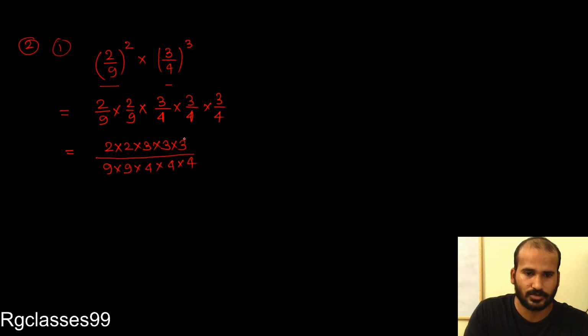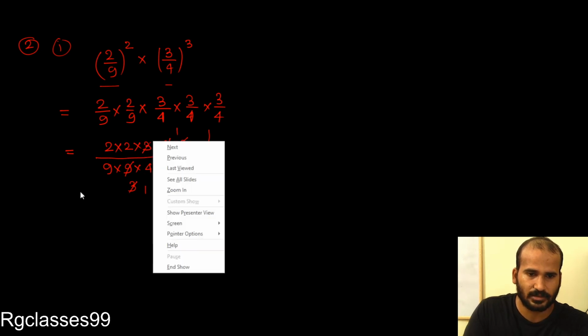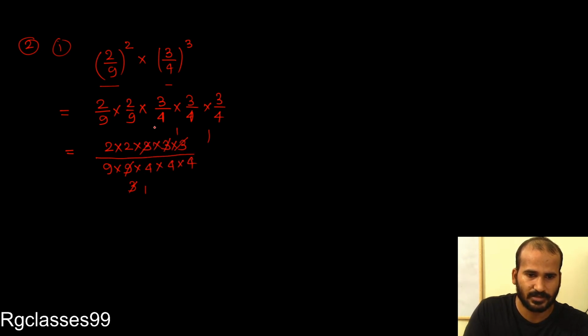Now what, students? 3 1s are 3, 3 3s are 9, 3 1s are 3, 3 3s are 9. Okay, again 3 1s are 3 and 3 3s are 9. Look at 2 2s are 4 and this is 4.